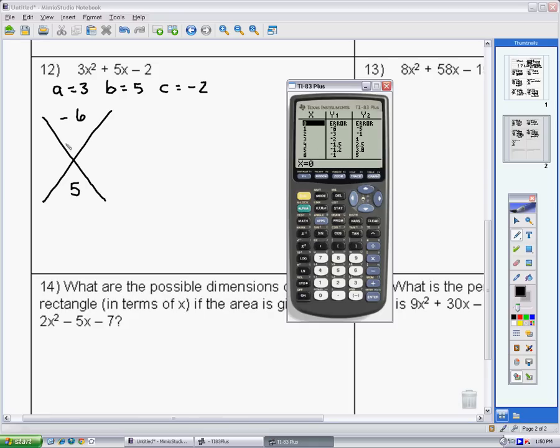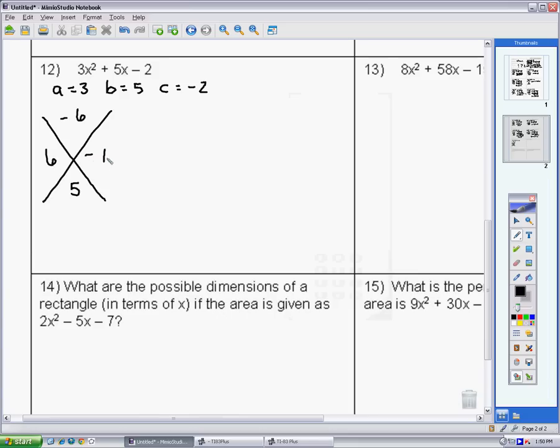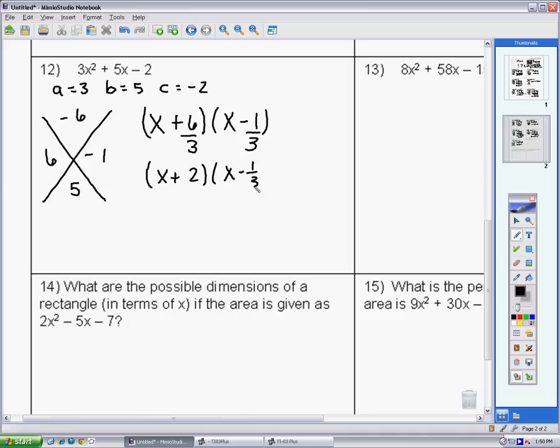So my sum is in this last column, and here's 5. So it's 6 and negative 1. So my factors are 6 and negative 1. And I'm going to write my binomial factors. X plus 6 times x minus 1. I'm going to divide by the leading coefficient a, which is 3. And I'm going to simplify. I get x plus 2, and x minus 1 over 3 does not reduce. And that means I'm going to bring the bottoms up. And my factors are going to be x plus 2 times 3x minus 1.